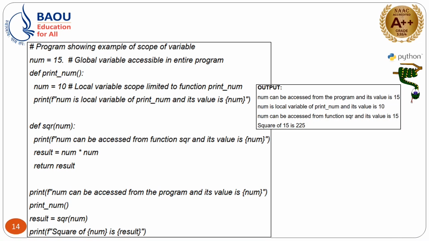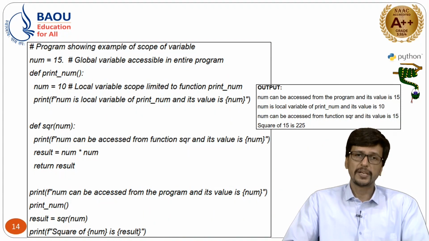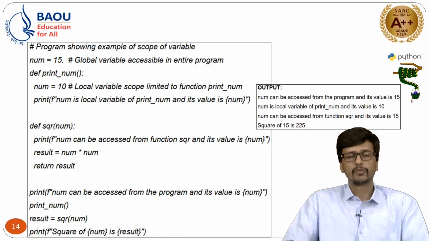We will see this with the help of one example. Here num equal to 15 is the global variable that we have defined, and it can be used in whatever functions are in this program. But you can observe one function here, print num, that we have defined. Here again we have used the num variable, the same variable name, but the value is 10. This value 10 is local to that particular function only. The scope is only within that function. If you try to use that variable outside the function, it is not allowed, whereas the globally defined variable is accessible outside the function also.